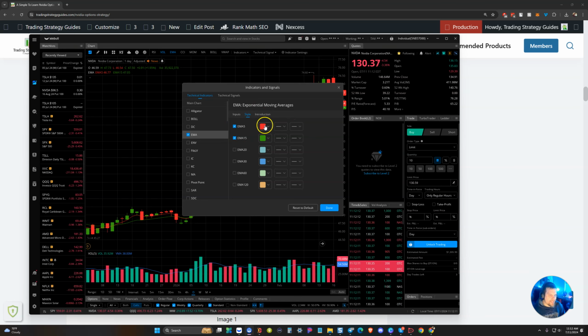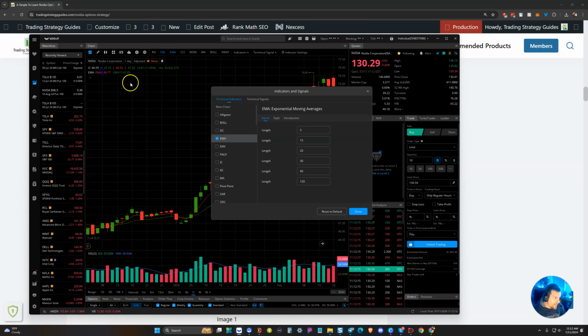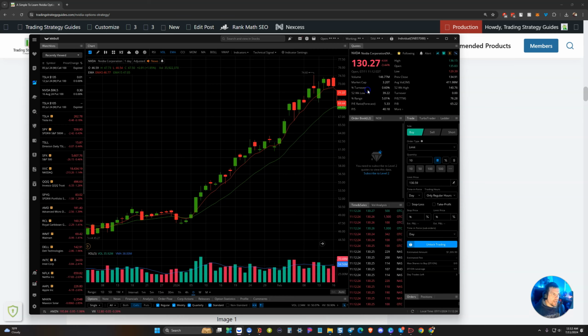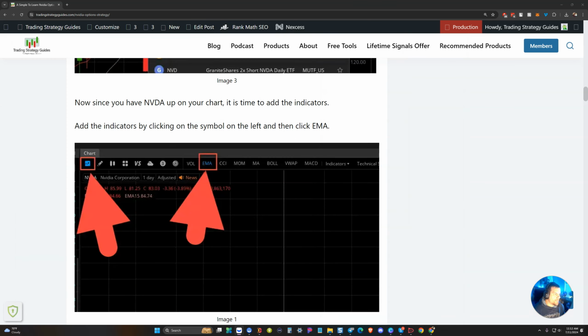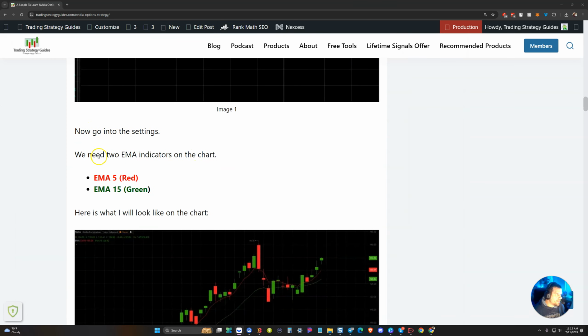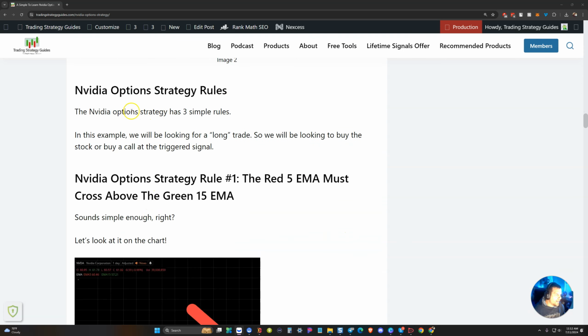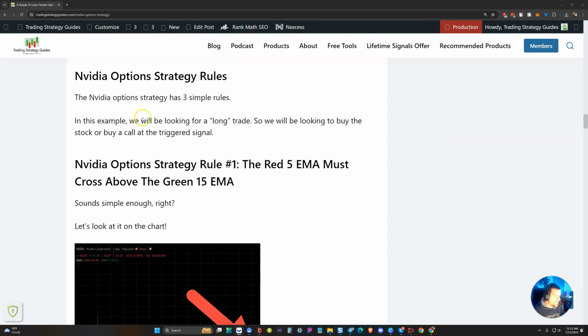To make it simple, I made the EMA 5 red and the EMA 15 green. So red and green. That's what I recommend you do, because it makes it simple with the rules. So perfect, that is the setup. Now we go into the rules, and boom, right there, we have 3 simple rules of the system.